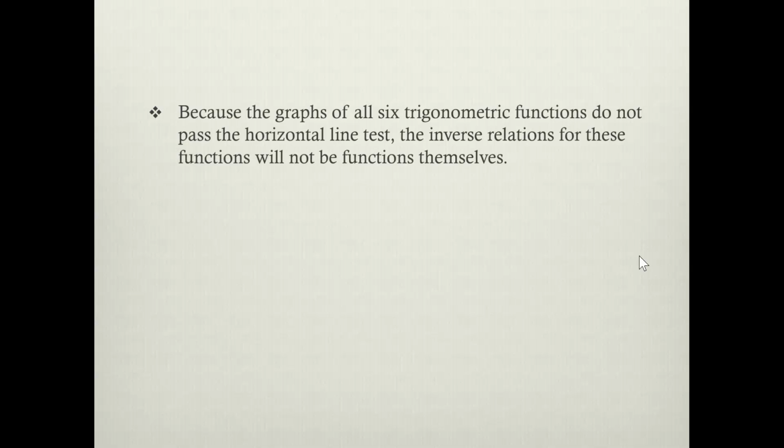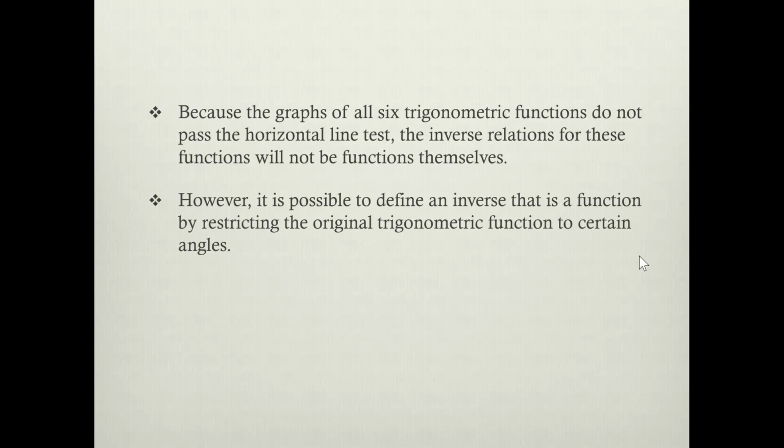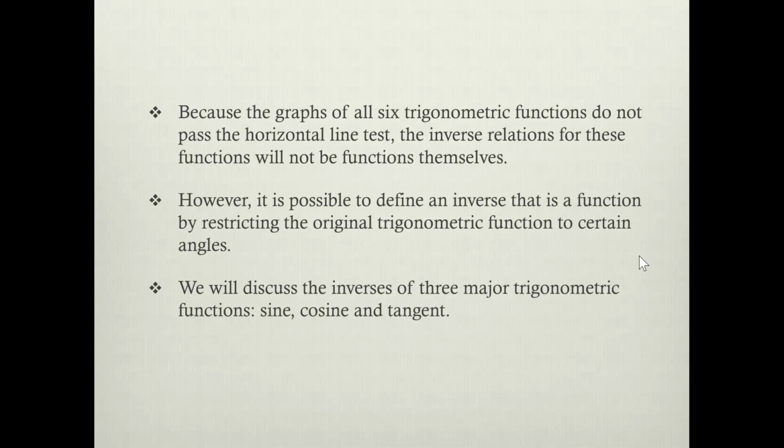Because the graphs of all 6 trigonometric functions do not pass the horizontal line test, the inverse relations for these functions will not be functions themselves. However, it is possible to define an inverse that is a function by restricting the original trigonometric functions to certain angles. We'll discuss the inverses of 3 major trigonometric functions: sine, cosine, and tangent. The other 3 inverse functions can be handled by the use of reciprocal identities.